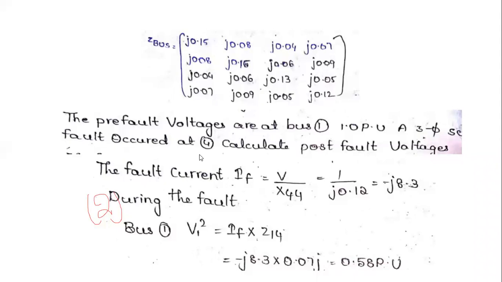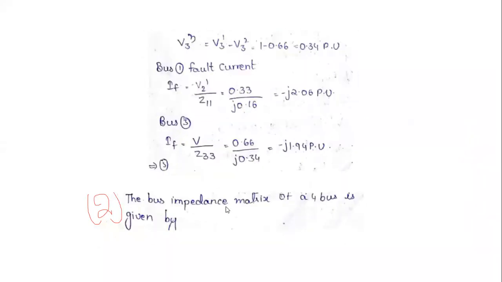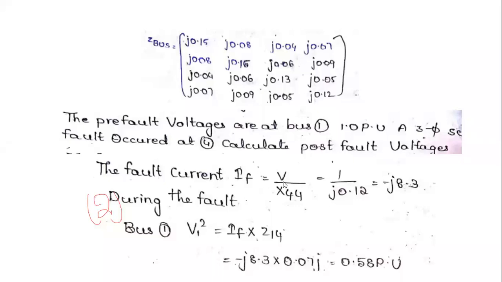We already know the fault current formula. The fault location is given in the question: a 3-phase fault occurs at bus 4. Then what is the formula for the fault current? IF is equal to V by Z44. In the question the impedance matrix is given, therefore in the formula we use Z.